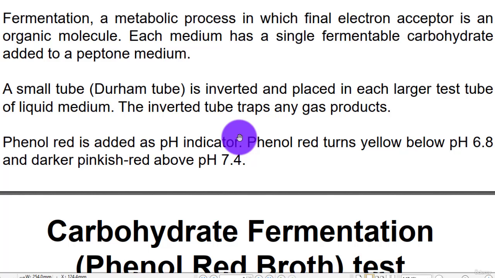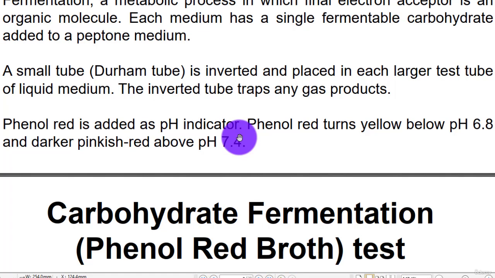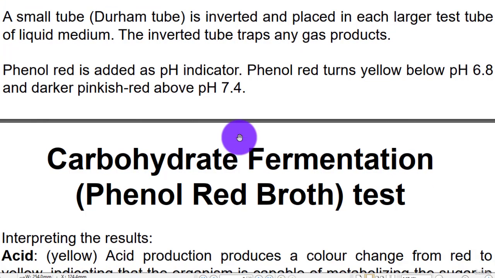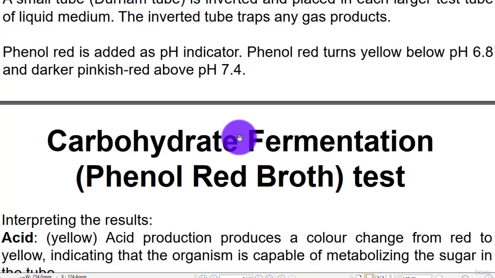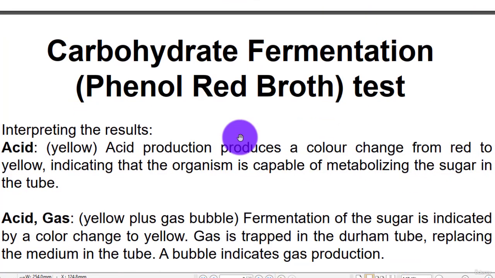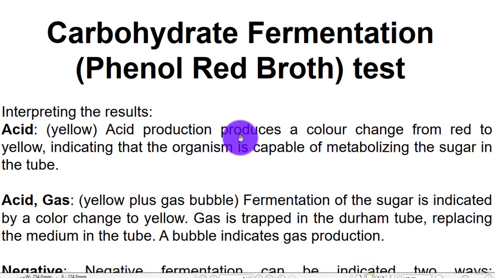A small tube, a Durham tube, is inverted and placed in each large test tube of liquid medium. The inverted tube traps any gas product. Phenol red is added as a pH indicator. Phenol red turns yellow below pH 6.8 and darker pinkish red above pH 7.4.